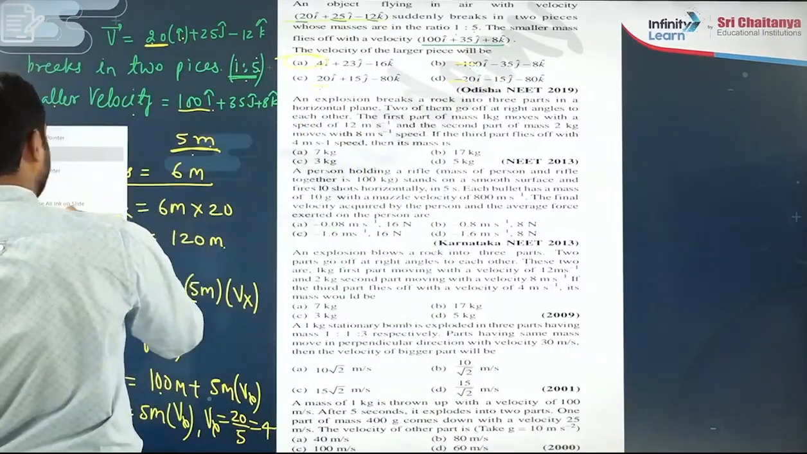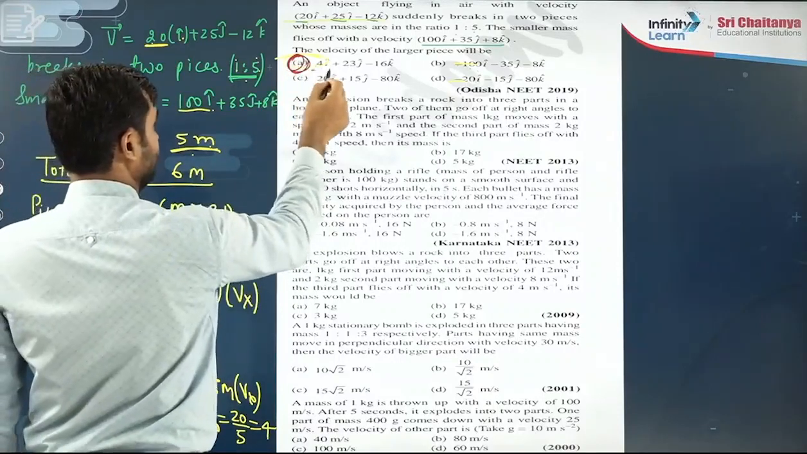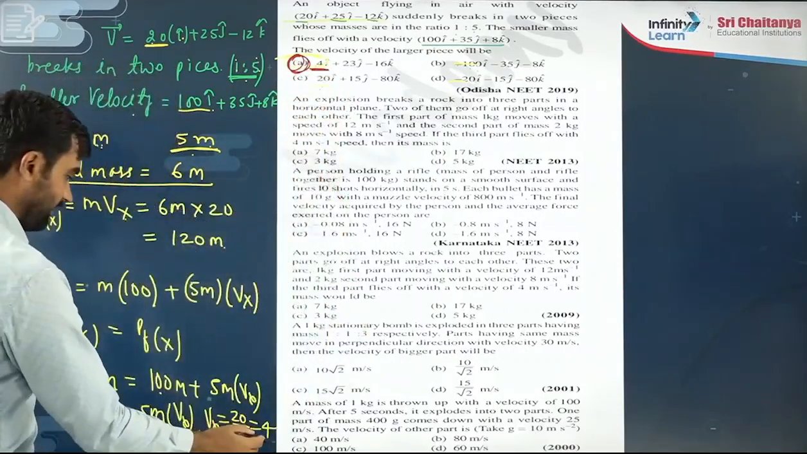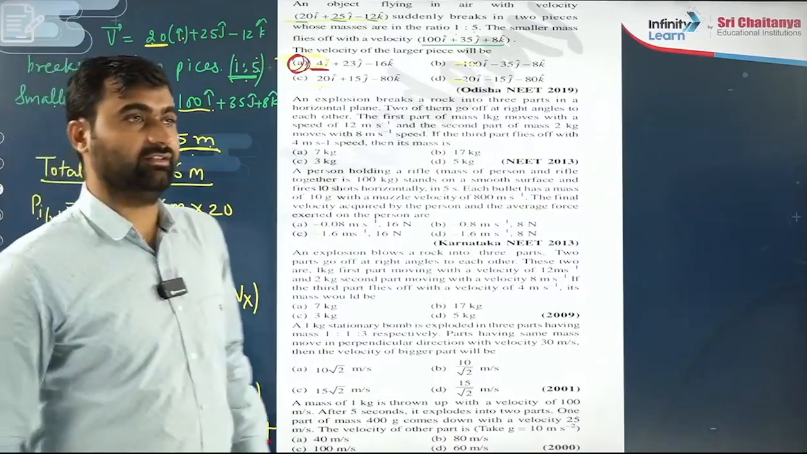Agree or not? So in the first option, velocity in x direction is how much? 4. We are also getting 4. So this is our correct answer.